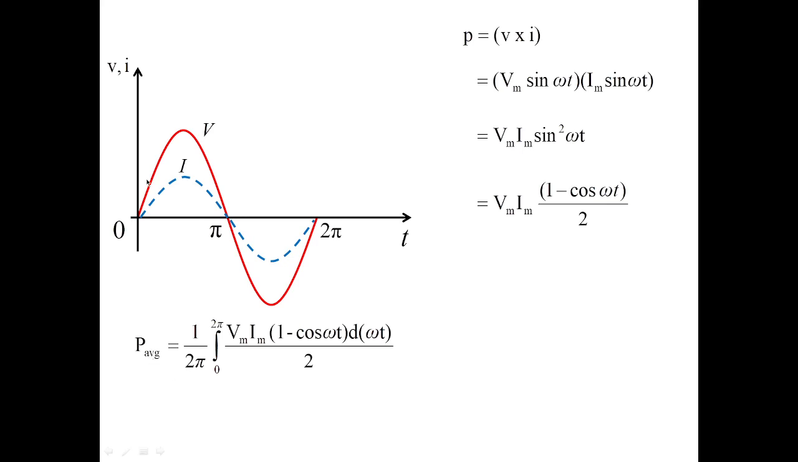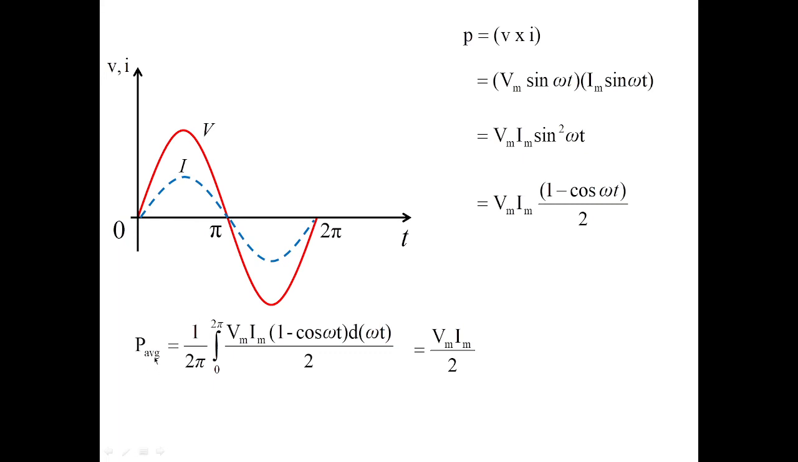The average value of power is taken from 0 to 2 pi. So 1 by 2 pi, since for the total waveform we are selecting 0 to 2 pi, of Vm Im (1 minus cos omega t) d omega t by 2. So this integration we need to apply. One will be the constant term and one will be the variable term. The constant term will give you the value Vm Im by 2, whereas for the variable term, the integration of cos is sine, with upper and lower limits 2 pi and 0. So the sine term with 0 value or multiples of pi will always give you the result 0.